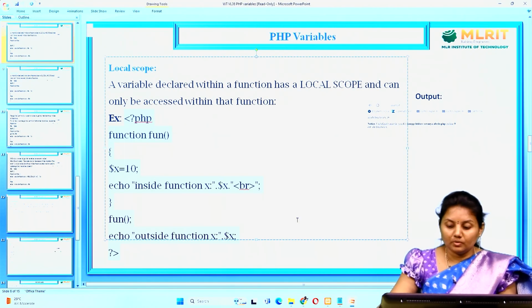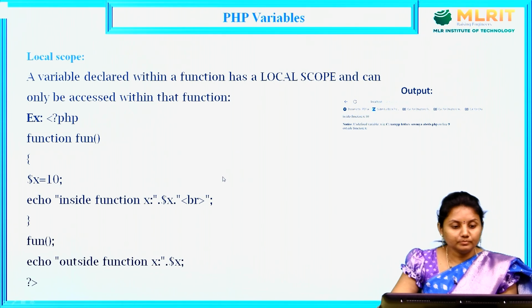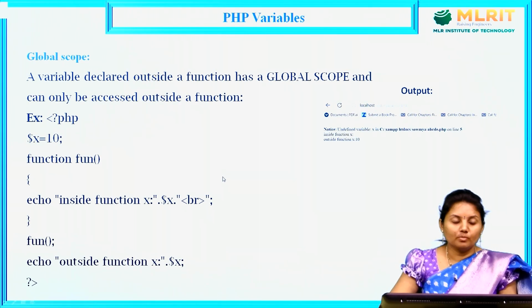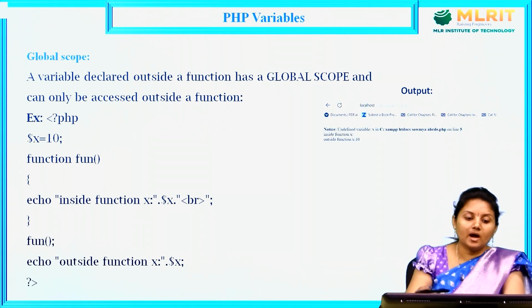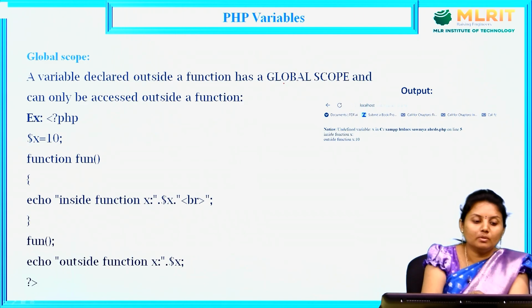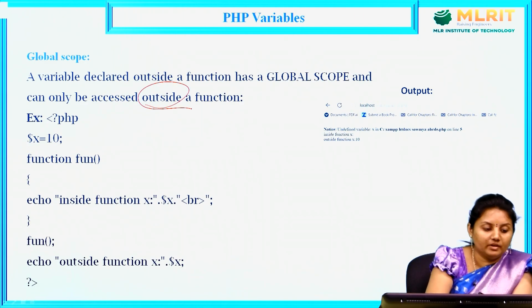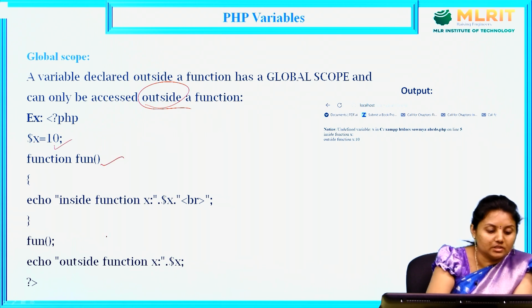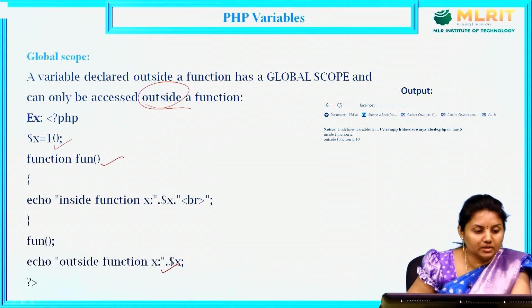Okay. Now, let me show you global scope. A variable can be declared outside a function, and that is a global scope. A global variable can be accessed outside a function. So, x is 10, the function is declared, and outside the function you are also giving it here. Okay.